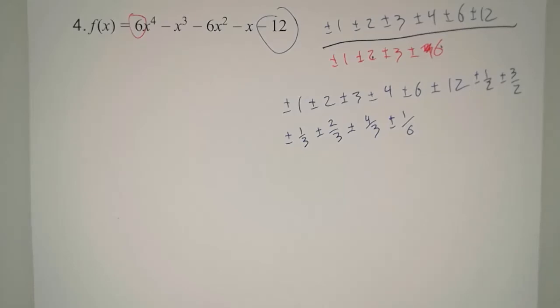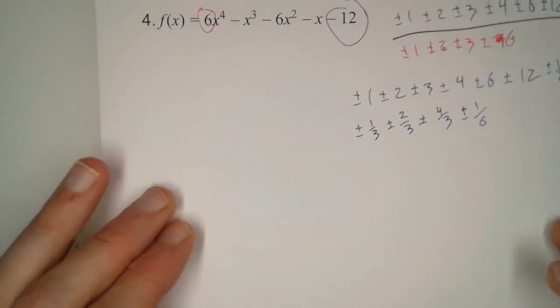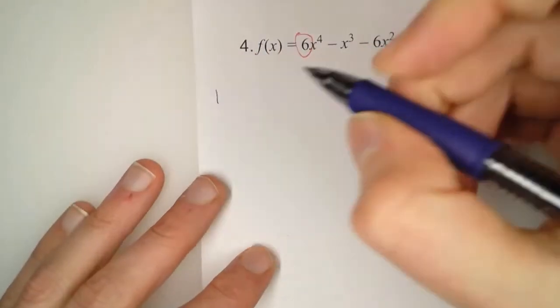All right. Now here, this is degree 4. So that means I should find 4 different zeros. Or I could have zeros that repeat. But let's start with simple.